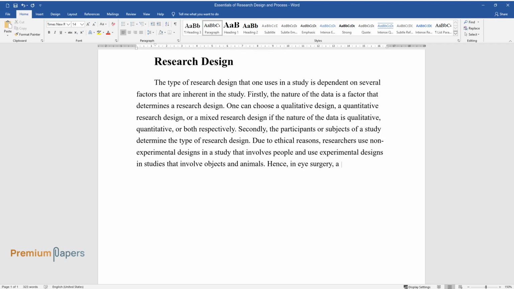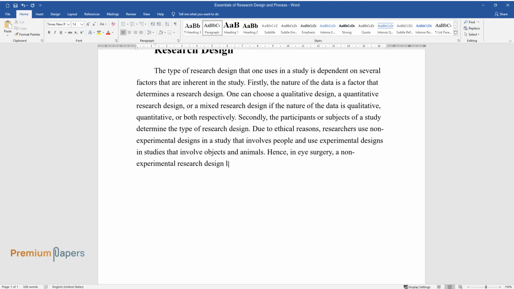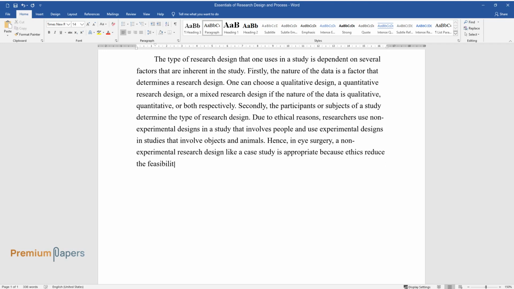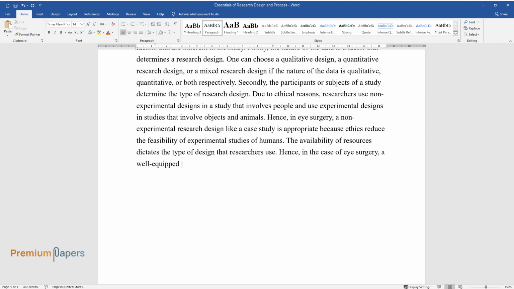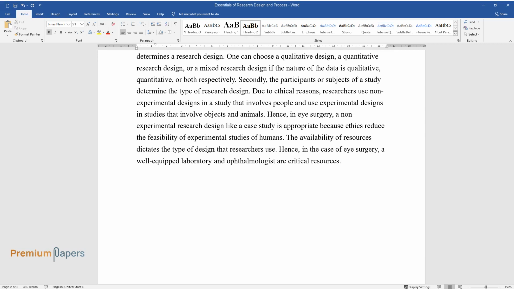Hence, in eye surgery, a non-experimental research design like a case study is appropriate because ethics reduce the feasibility of experimental studies of humans. The availability of resources dictates the type of design that researchers use. Hence, in the case of eye surgery, a well-equipped laboratory and ophthalmologist are critical resources.